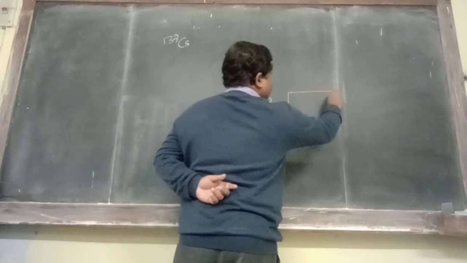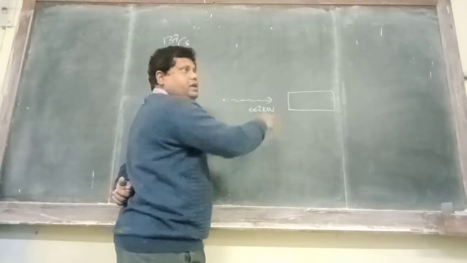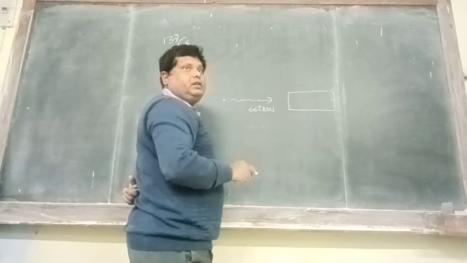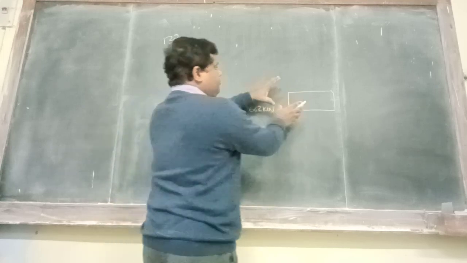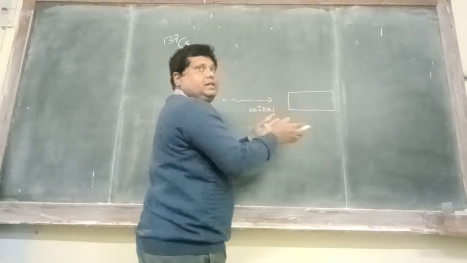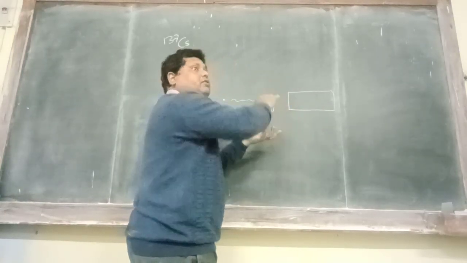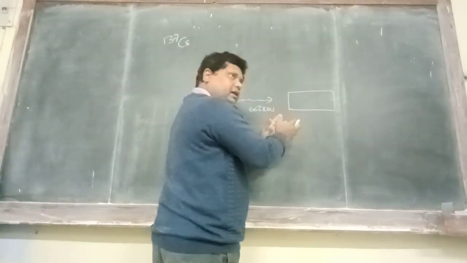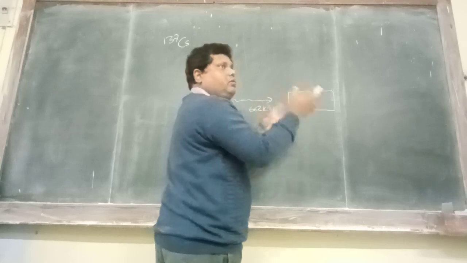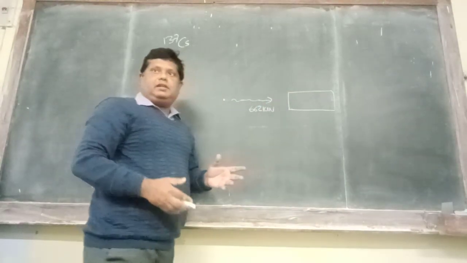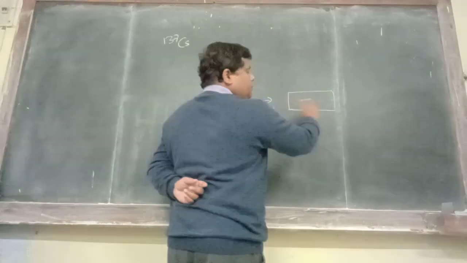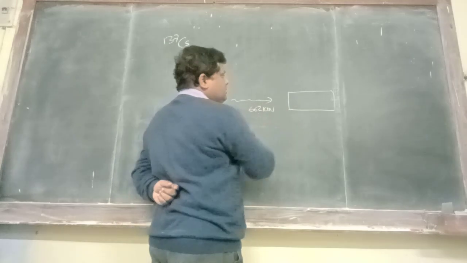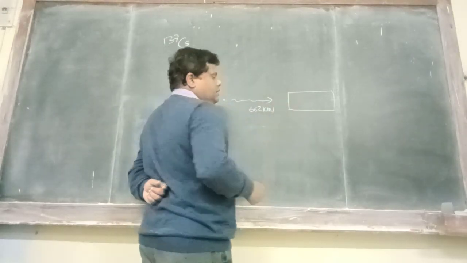Now suppose this enters. Whenever I am drawing something like this, what I actually mean is the active volume of the detector. Normally a detector is made up of the actual detector where the interaction process takes place and we record it electronically, along with some enclosures. Those enclosures are required for the proper operation of the detector. So all my diagrams mean the active volume of the detector. So suppose this 662 keV gamma ray enters the detector.